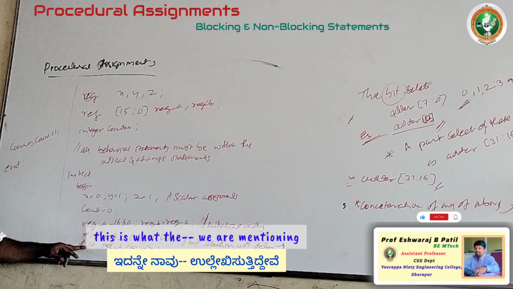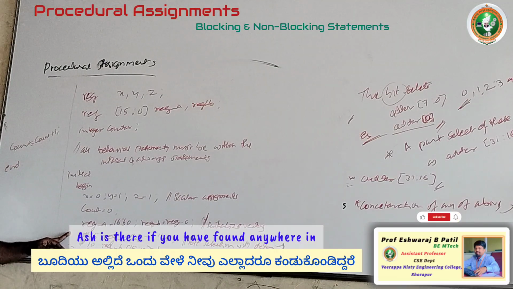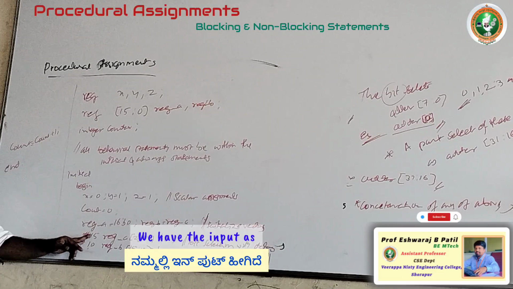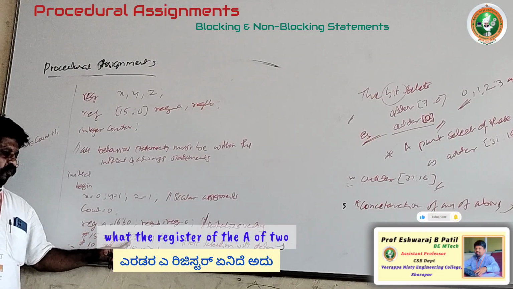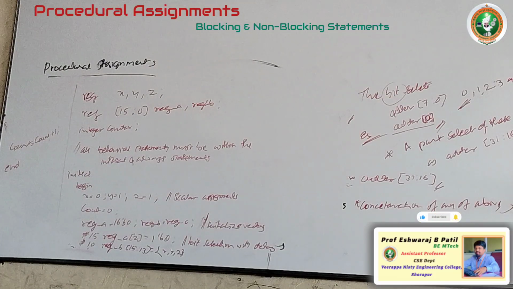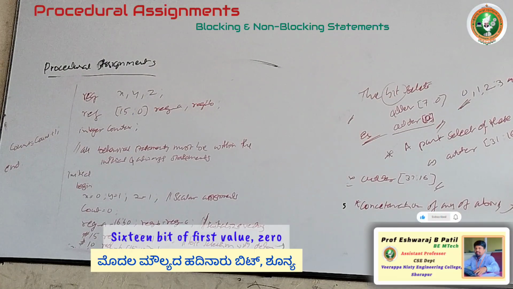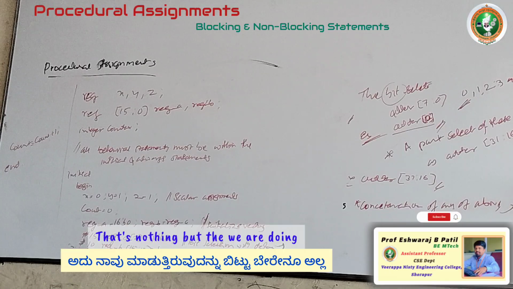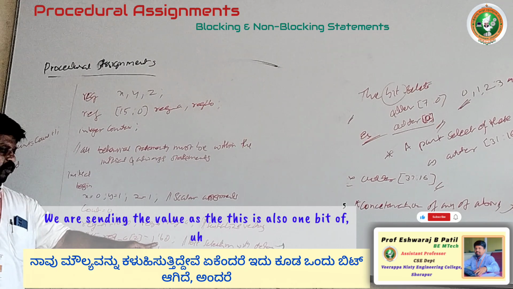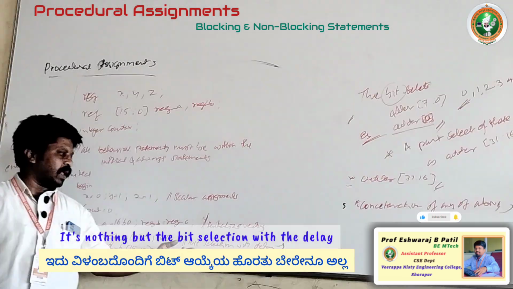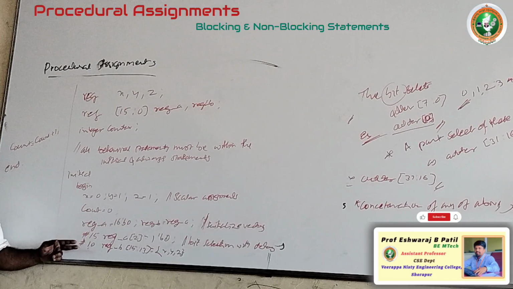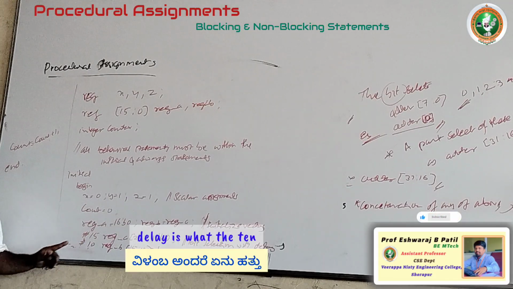Then this is where we are mentioning the delay. The hash symbol: if you find a hash symbol anywhere, this is nothing but the delay. We have the input as register A of 2. A of 2 means we write A two times. What is the A value? The 16-bit first value, 0. We are sending the value as one bit of 0, which is the bit selection with the delay. Here the delay is 15, and the delay is 10.